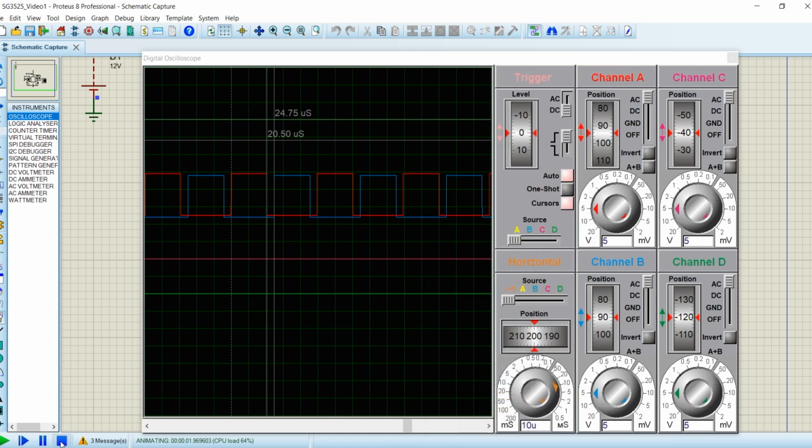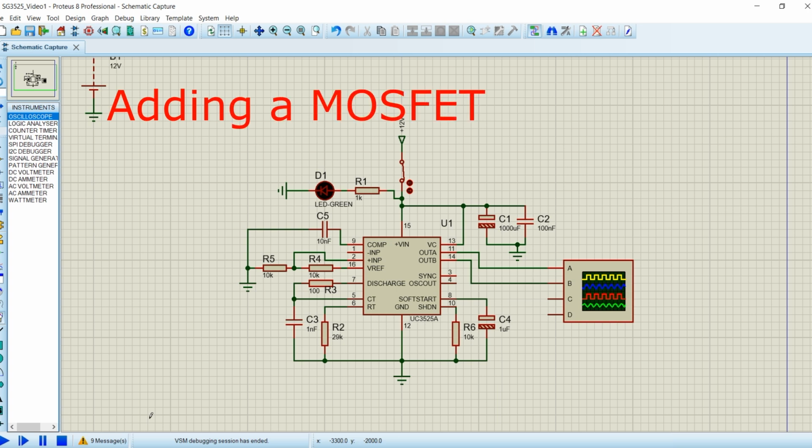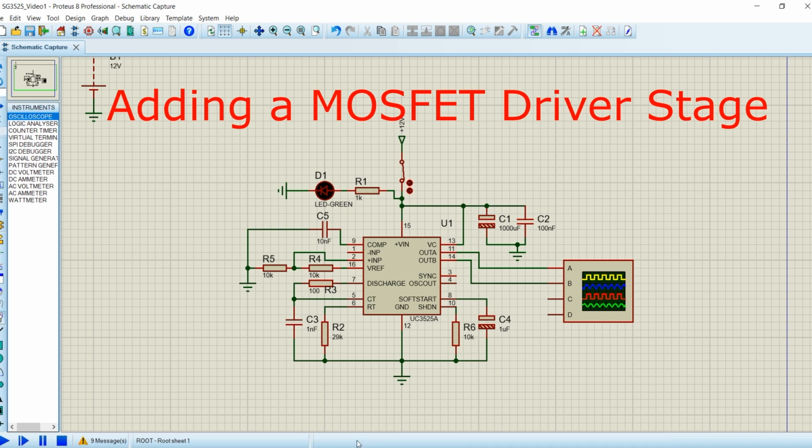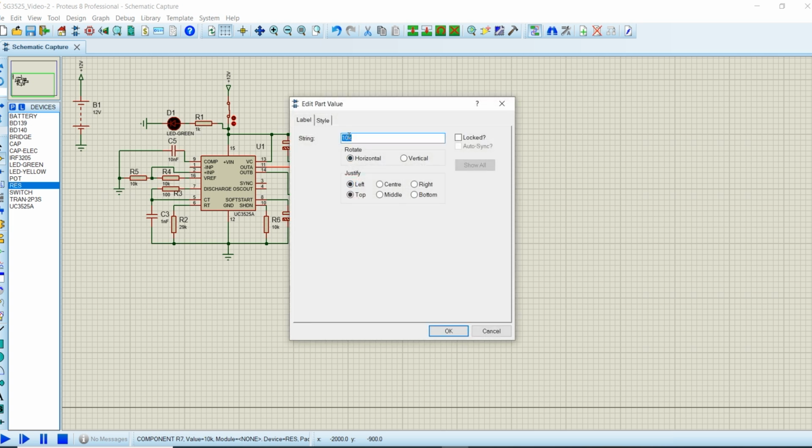The SG3525 alone cannot directly drive a large MOSFET efficiently. So, to drive the MOSFET, we will add a push-pull driver stage using the BD139 and BD140 transistors. This will make the MOSFET switch faster and with less heating. We will build two of these drivers, one connected to output A and the other connected to output B.